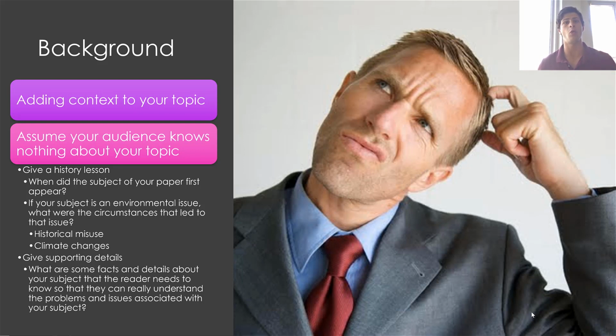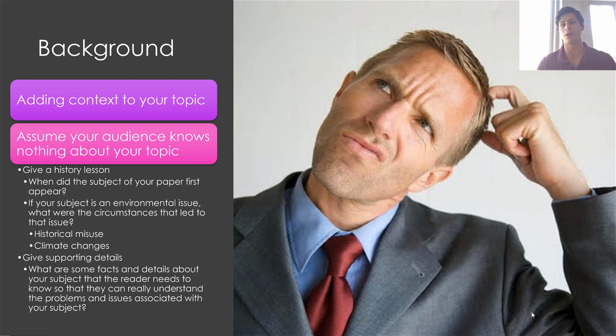If I don't know what CO2 is, for example, I'm not really going to be able to understand climate change. So in your background paragraph, if you're going to be talking about climate change, make sure to explain what greenhouse gases are, perhaps what the Industrial Revolution is, and then you can move into some of the issues related to climate change.